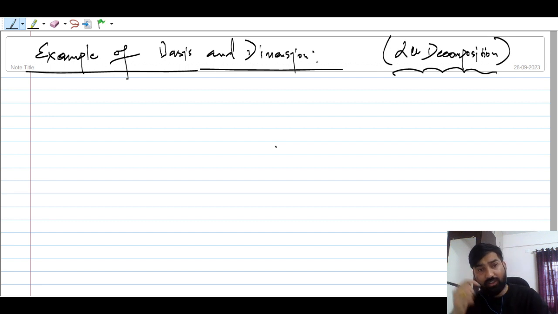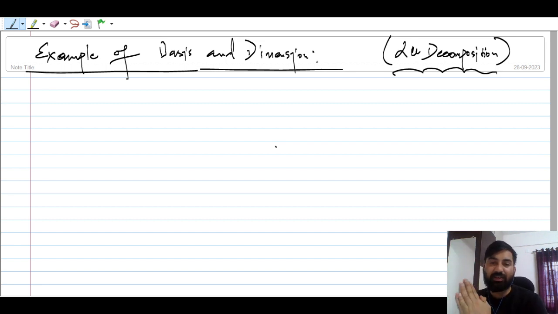Let me recall the definition of basis. You know, basis is nothing but a set of linearly independent vectors that spans the vector space, right? And the dimension is nothing but what? The number of linearly independent basis vectors which are present in the set. Suppose there are four vectors present in the set, and all of them are basis vectors. All of them satisfy the two properties.